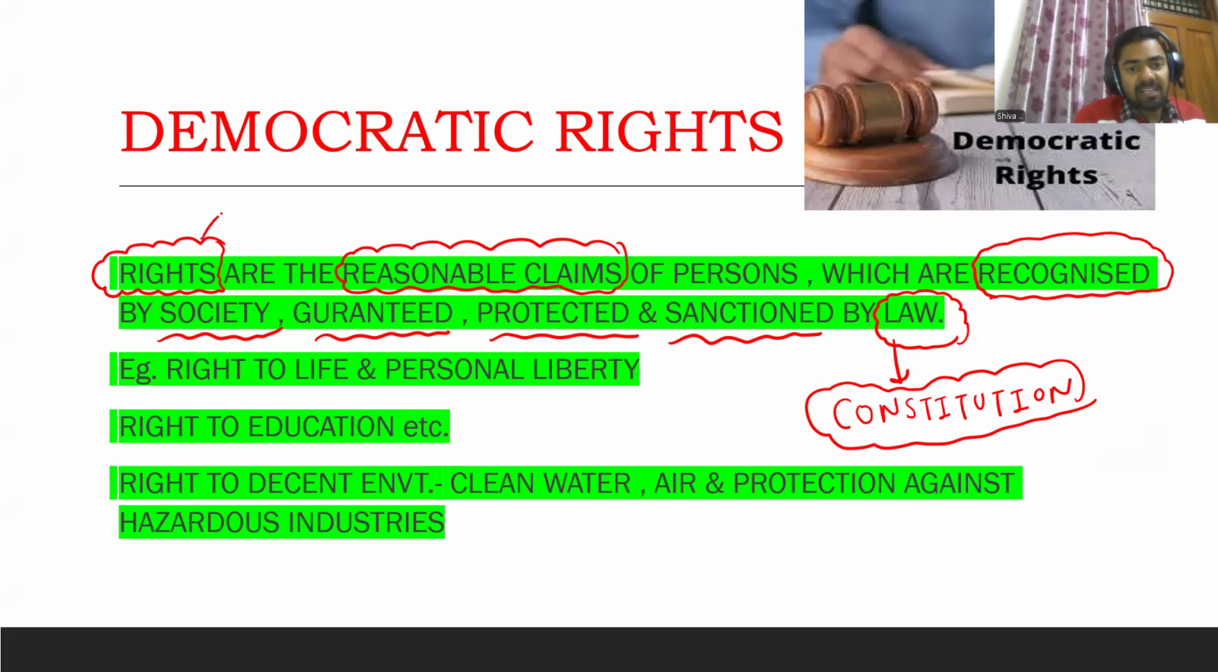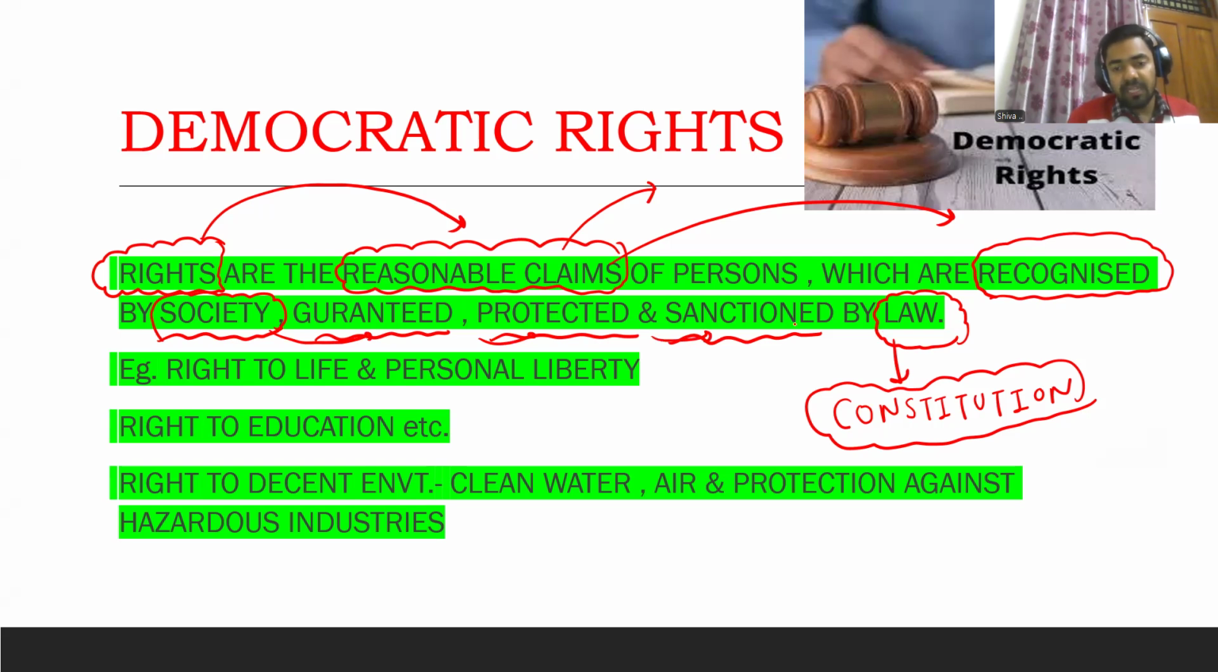So, if we talk about rights as reasonable claims, it means all claims would not be rights. Only the reasonable, rational, or logical claims of a person would be rights. Apart from that, they should be recognized and accepted by society, because society has some norms, customs, traditions, values which are to be accepted, and then it should be guaranteed, protected, and sanctioned by the law. It means in the case of violation, some authority, some government, some institution would protect your rights and would not let you be hampered.